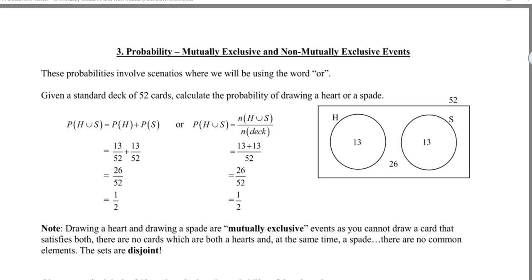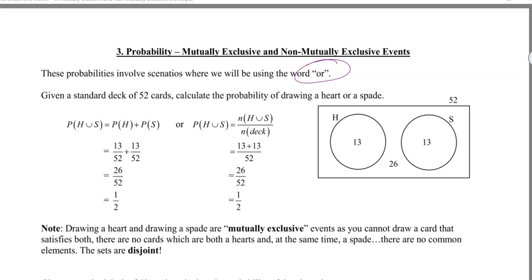Probability, mutually exclusive and non-mutually exclusive events. So these probabilities involve scenarios where we'll be using the word "or," right? Which means we're going to be adding probabilities, this or this. So let's say we start with a standard deck of 52 cards. What is the probability of drawing a heart or a spade?